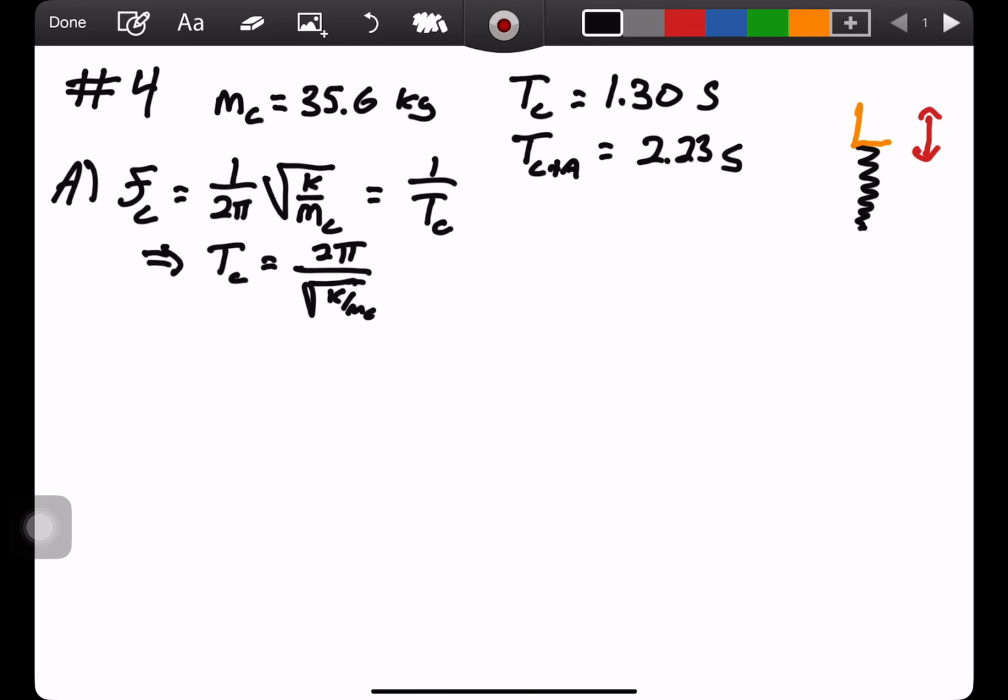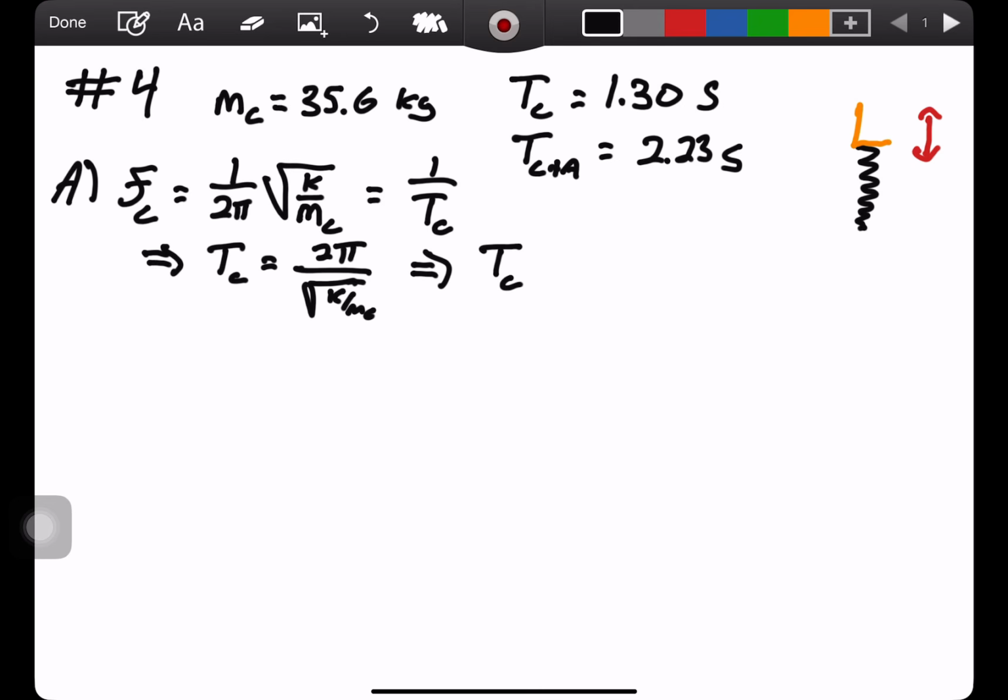So I hope you can see I took that expression for frequency and related it to period. I multiplied both sides by tc. I multiplied both sides by 2 pi. I divided both sides by the square root of k over mc. Now, right now I have a square root sign and I want to get rid of that. So to get rid of that, I'm going to square both sides.